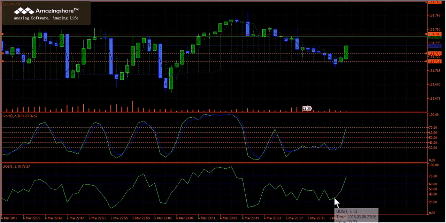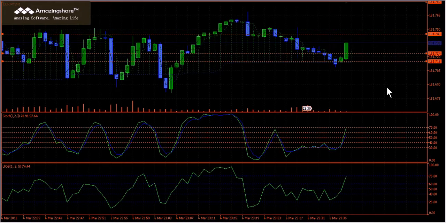And here we go. We should see a good push right through that 131.74.5 area very quickly.